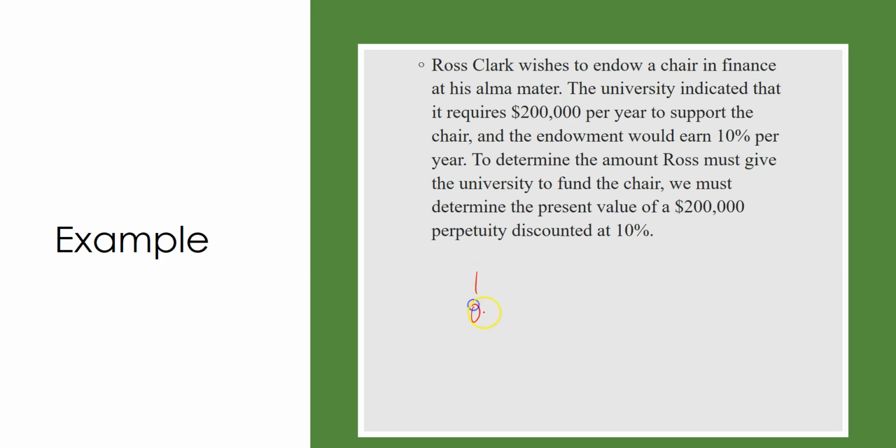So we put this on a timeline. You might be able to see it better. So we're wanting to know how much should he donate to the university today so that every year they can withdraw $200,000 forever.